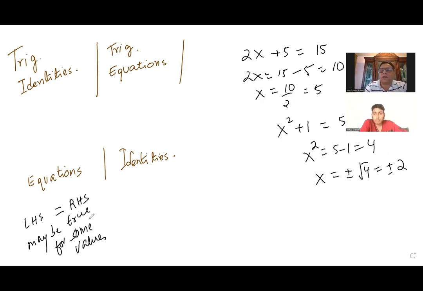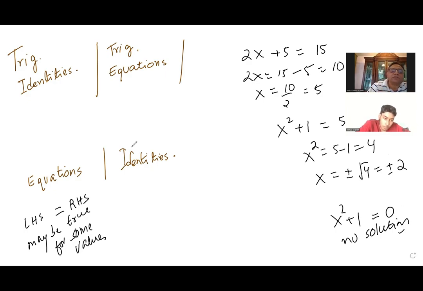So these are equations which are true for some values. Some equations may not be true for any value, correct? For example, if x squared plus 1 equals to 0, it has no solution, correct? Yes, sir. So equations may or may not have solutions, but they have limited number of solutions, correct? Yeah. Now, when we talk about identities, in that case, identities are true for all values in their domain.